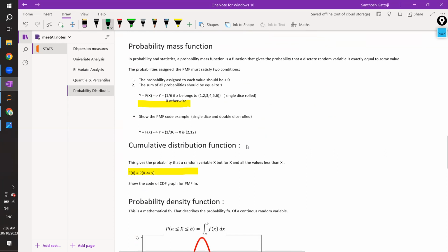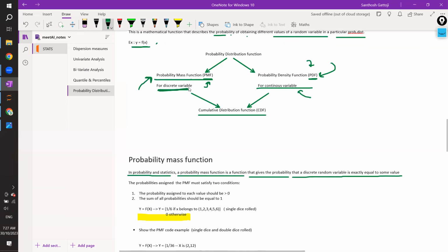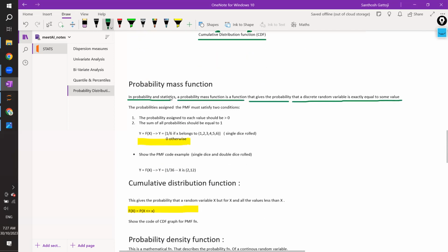Coming to probability mass function. In probability and statistics, a probability mass function is a function that gives the probability that a discrete random variable is exactly equal to some value. Simple, same concept we are studying again. Why is it a mass function? Because the variable is discrete. Mass function, discrete; you remember, density function, continuous.